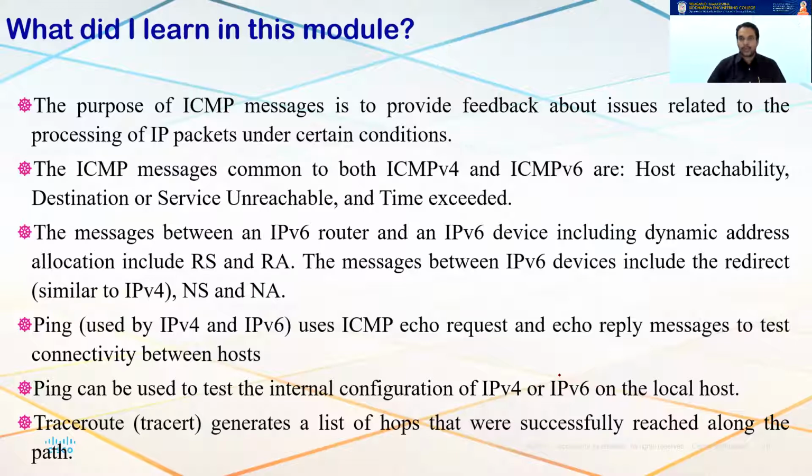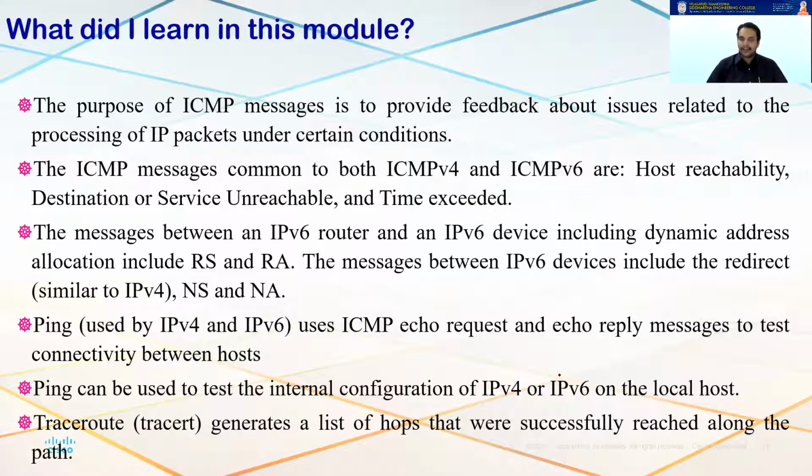Let me give a quick summary of what we studied in this module. The purpose of ICMP messages is to provide feedback about issues related to IP packet processing under certain conditions. For whatever issues, if your IP packet is not being delivered, the source needs to know why it is not being delivered. For that purpose, ICMP messages are used. There are some ICMP messages which are common to both ICMP version 4 and ICMP version 6. Those messages are host reachability, destination or service unreachable, and time exceeded messages.